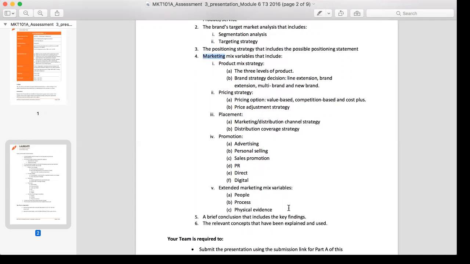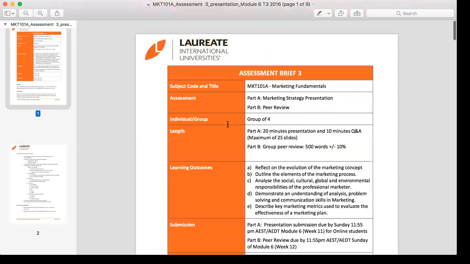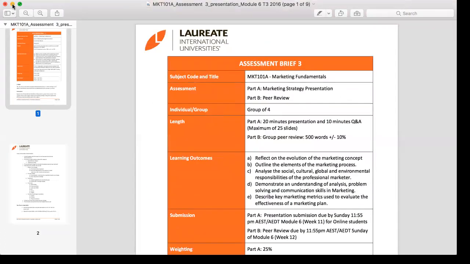Along the way of the course, we are going to discuss them in more detail, what the relevant concepts are in terms of product, price, place, and so on and so forth. In the next few modules we are going to revisit each marketing mix variable. All right. So that's basically the assessments that we need to deliver.